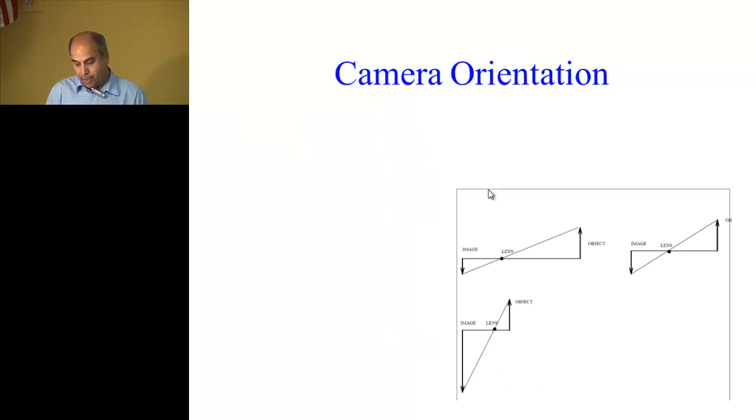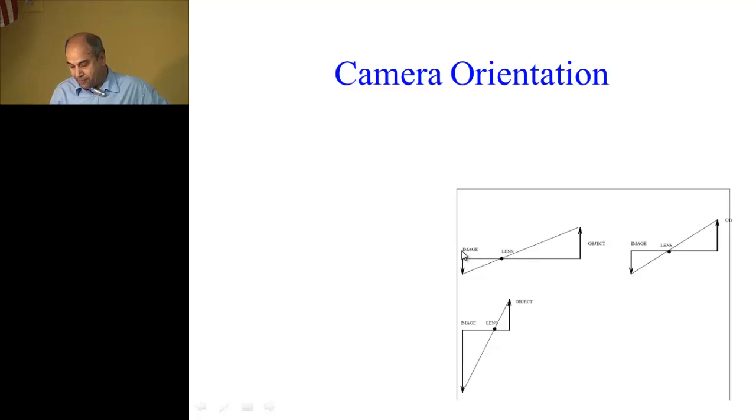So now we can do another thing: we can find the orientation of a camera. This was the location where it's located. We can find out how it was oriented when we take a picture. So the idea is very simple. As you see here, say the object is here, the lens is here, the picture of this object is formed here.